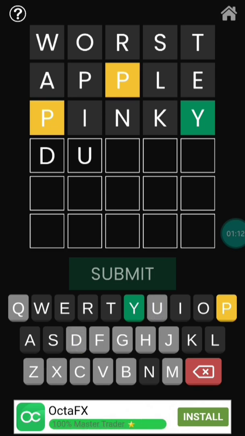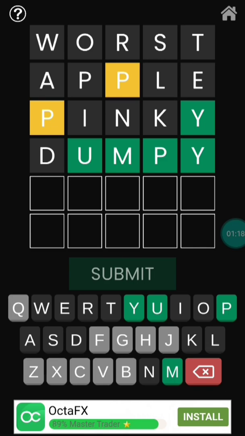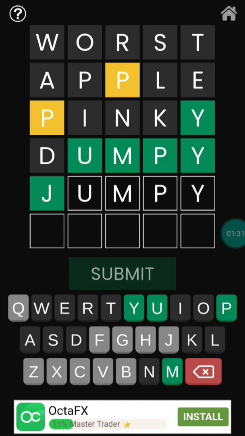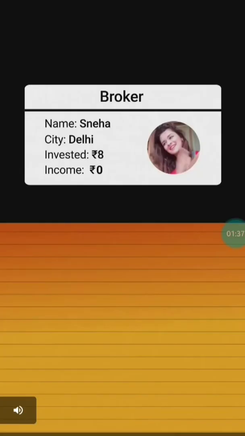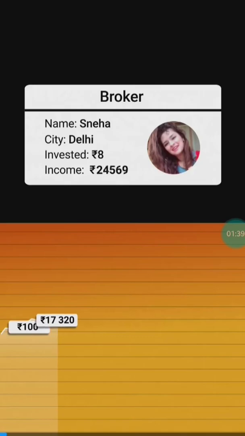Now we are going to write dumpy. Again we are going to place P at the right place. So like this you will see that UMPY is green. Now it means that P is at the right place, Y is at the right place, and M is at the right place. Now we are going to write jumpy. So like this, I have guessed the word. You got it right, great.